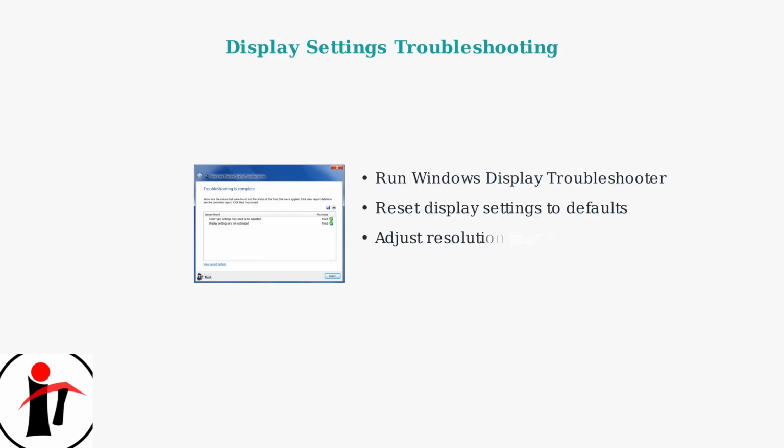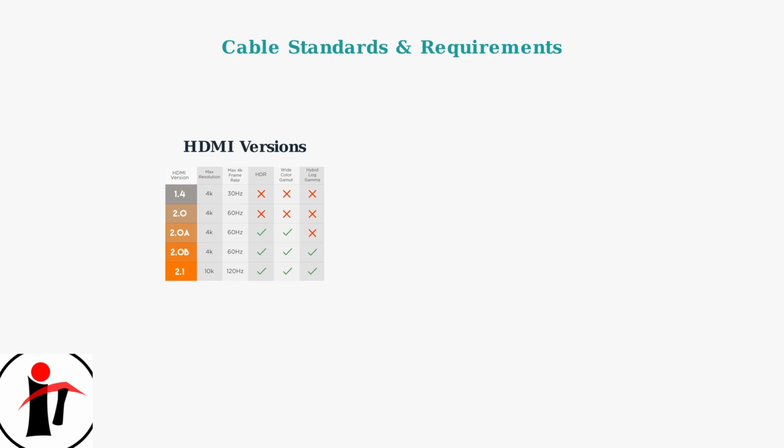Use the Windows Display Quality Troubleshooter to automatically detect and fix common display issues. This tool can resolve ClearType settings and optimize display configurations. For 4K monitors and high refresh rates, cable quality becomes critical. Different HDMI and DisplayPort versions support different capabilities.